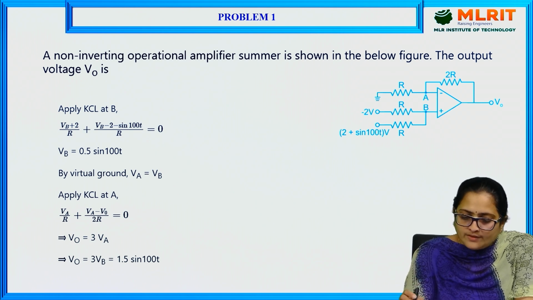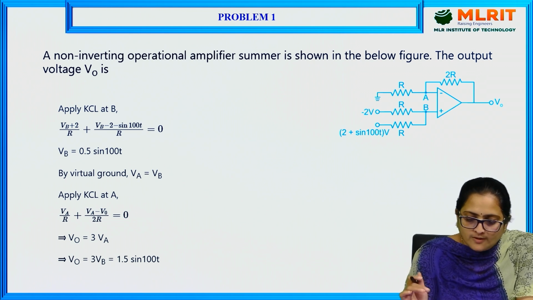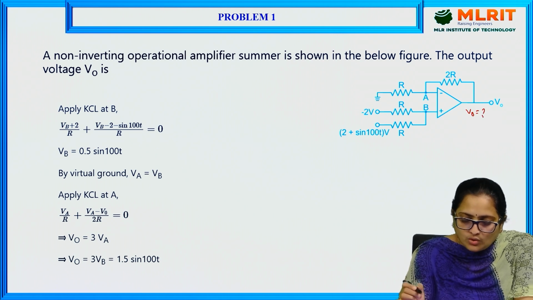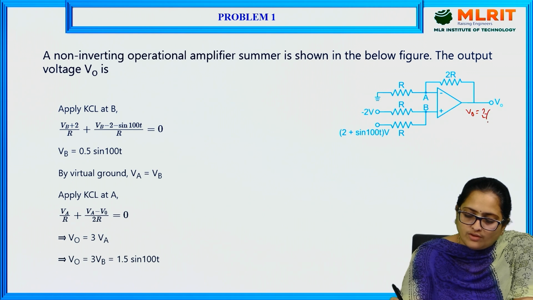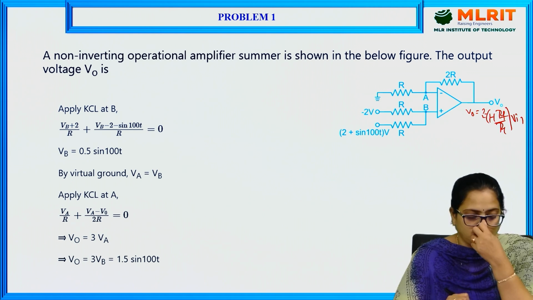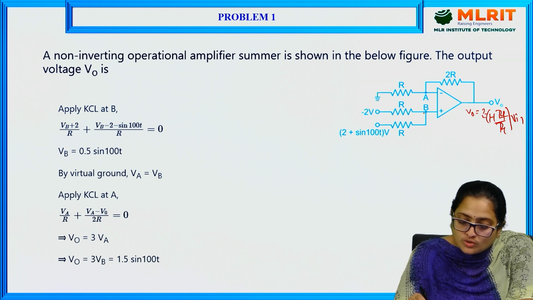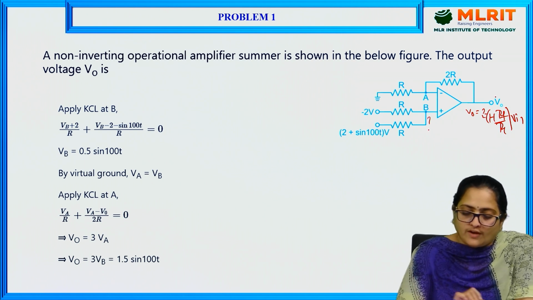As you have given the input voltage to a non-inverting terminal, this op-amp is represented as a non-inverting operational amplifier. So we need to find out the Vout here. For a non-inverting amplifier, Vout can be given as 1 plus Rf by R1 into Vin. So you need to determine what should be the Vin here. If you know the Vin, then you can find out V0.